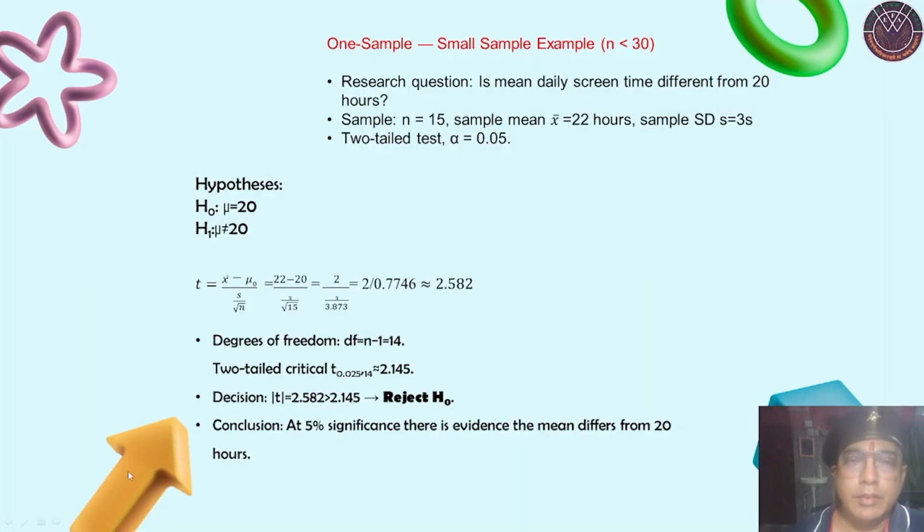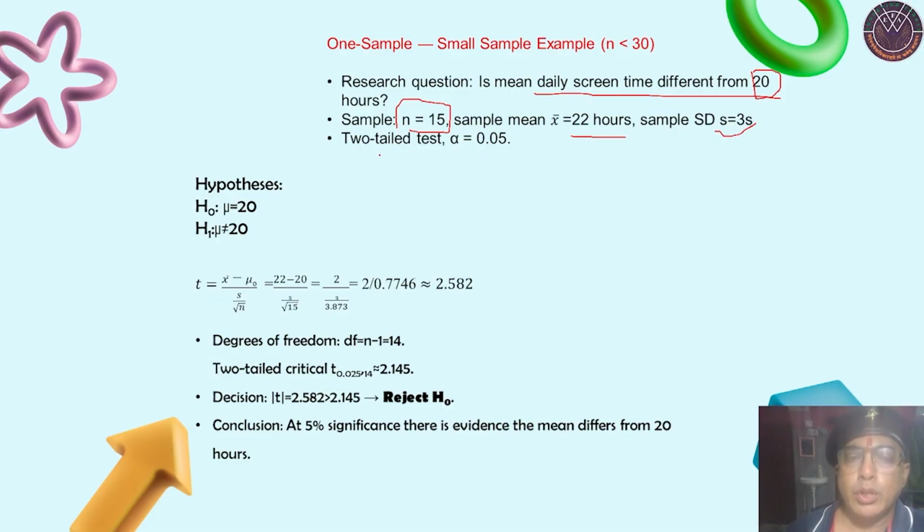Let us take some other example. This is another example for small sample size. Research question: is mean daily screen time different from 20 hours? This is the benchmark, 20 hours. Now you have taken a sample of 15 students, or 15 children, and you try to see their screen time. Suppose their average mean screen time is coming to 22 hours, and the standard deviation is 3.